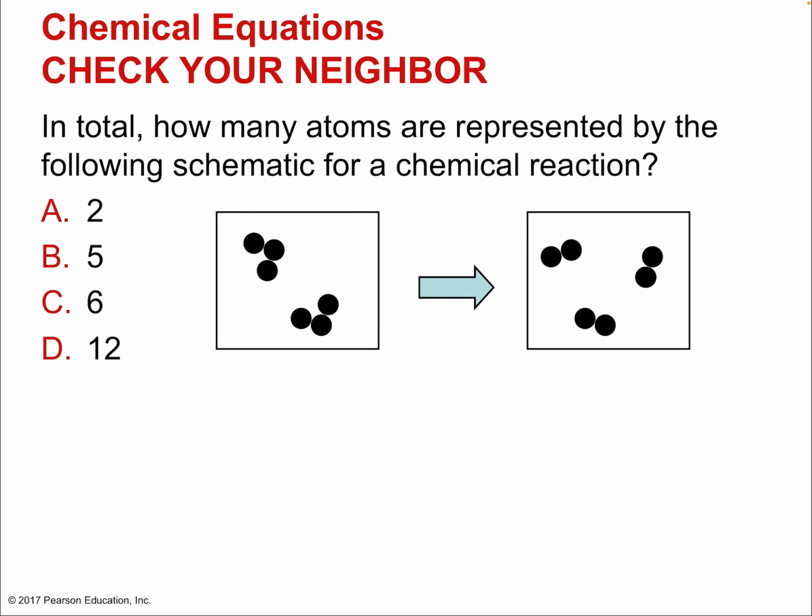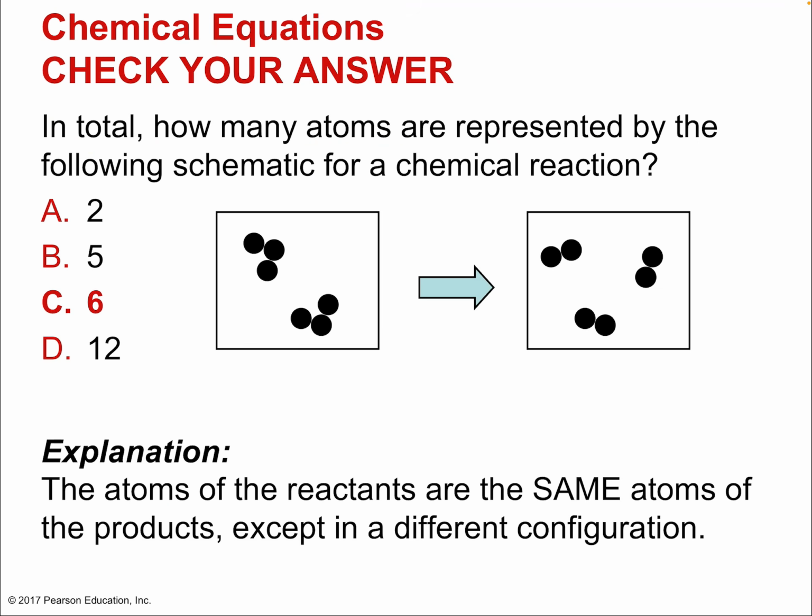So in total, here's an example in a check. How many atoms are represented by the following schematic for a chemical reaction? How many atoms are shown? They're not named here, but we have some molecules becoming different molecules throughout this chemical reaction. How many are shown? 6. The atoms of the reactants are the same atoms of the product, except in a different configuration. Whatever these black circles may be, whether they're carbons or oxygens or hydrogens or something else, the point is that there were 6 atoms to begin with and 6 atoms concluding, just arranged differently.